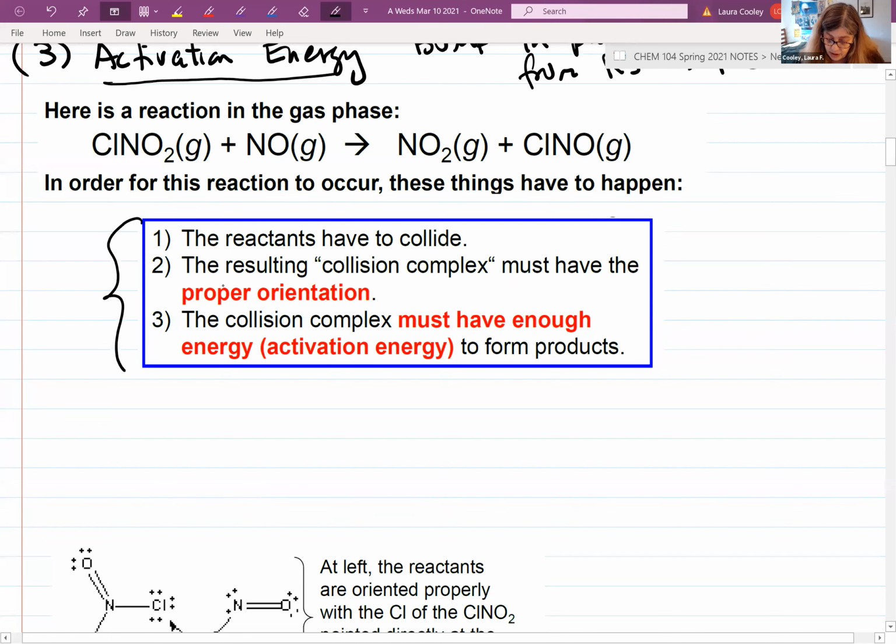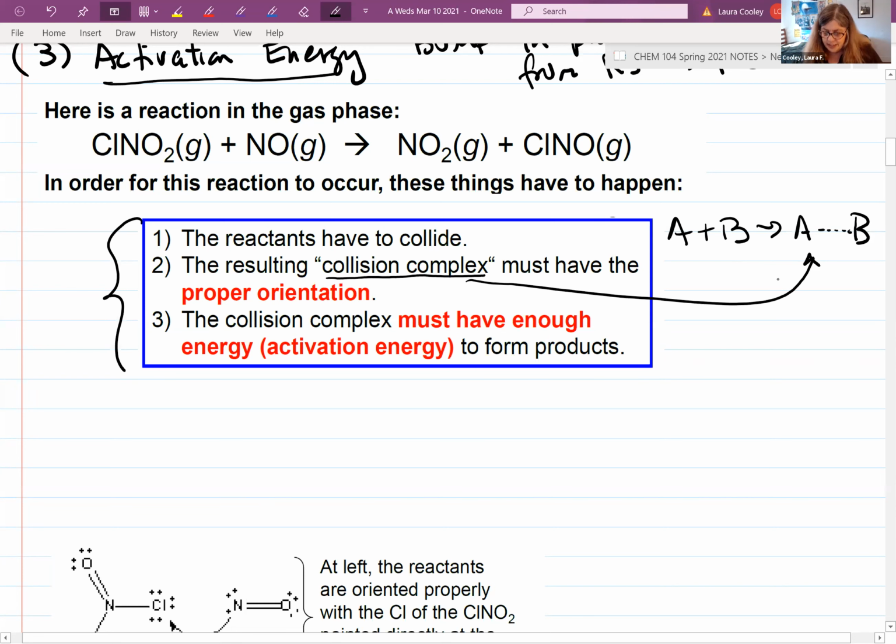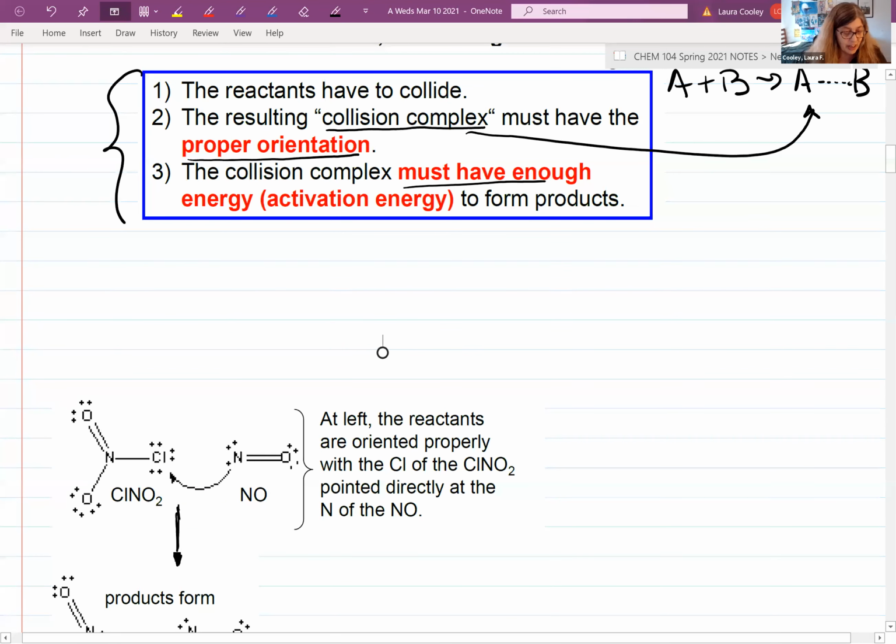So you don't have to write them down again. When the reactants collide, we call that a collision complex. You get A plus B, and it forms this A...B, which is what we call a collision complex, where they're together. And that has to be oriented properly, which I'm going to show you in a minute. And then it also has to have enough energy to form products, to go over that energy bump.